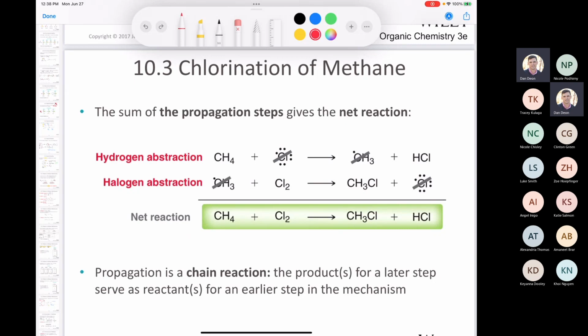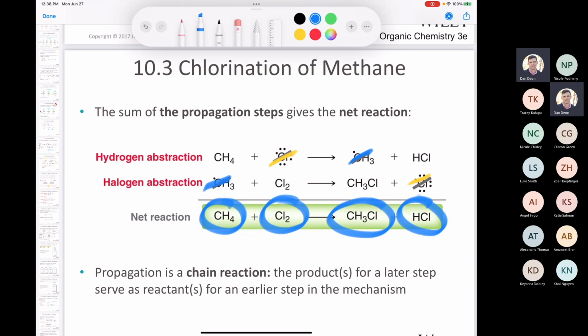If you're very astute, you might have noticed that if you tally up the two propagation steps and cancel what's the same on both sides, for example, the chlorine radical is the same on both sides, as is the methyl radical, the net reaction you get is the net reaction for the whole thing: methane plus chlorine gives you methyl chloride plus HCl. So when you sum the propagation steps together, you get the net reaction.